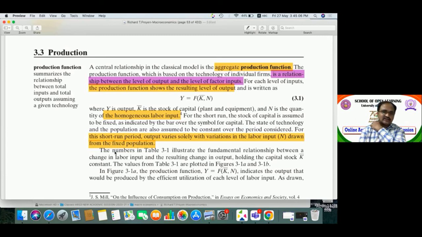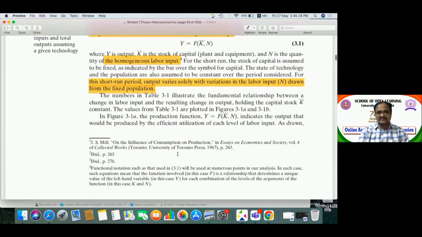So the short-run theory is the classical theory for the short-run period. The output varies slowly with variation in the labor input drawn from the fixed population. According to the population, the output will change with the level of labor inputs. So here you can discuss this.